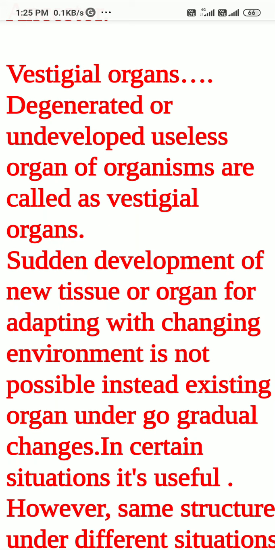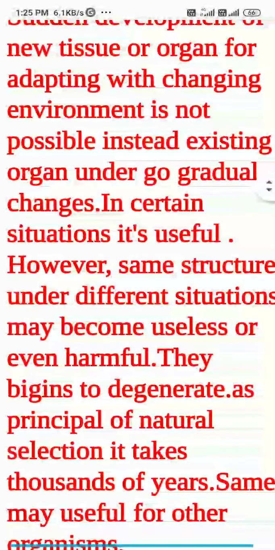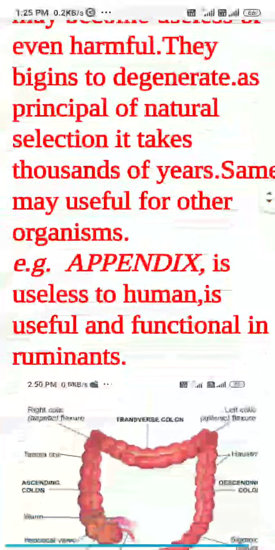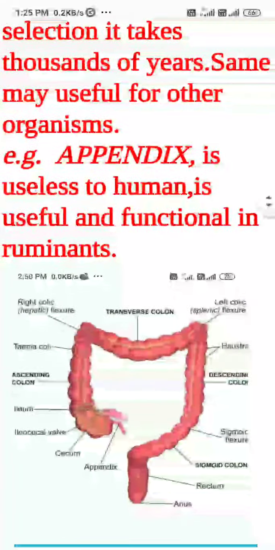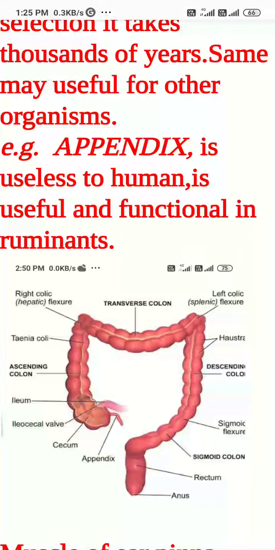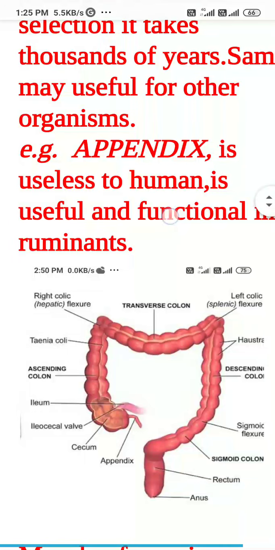Sudden development of a new tissue or organ for adapting to a changing environment is not possible. Instead, what happens? An existing organ undergoes gradual changes. In a certain situation, it is useful. However, the same structure under a different situation may be useless or harmful also. For example, the appendix in our abdomen. Appendix is part of the large intestine.